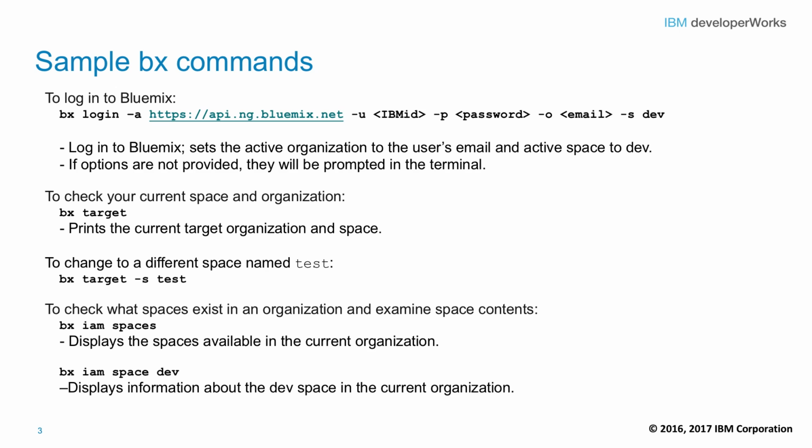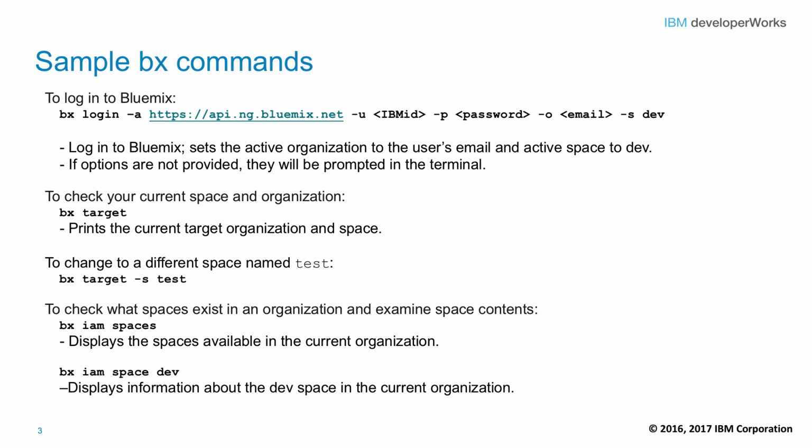Here are some sample BX commands. The first one you'll be using in the lab will be to log into BlueMix. The BX login command takes as an argument the API endpoint that you would use to connect to BlueMix and log in. You can also provide on the command line a user ID and a password, and also an organization and space name. But if you don't provide these, you'll be prompted for them when you log in.